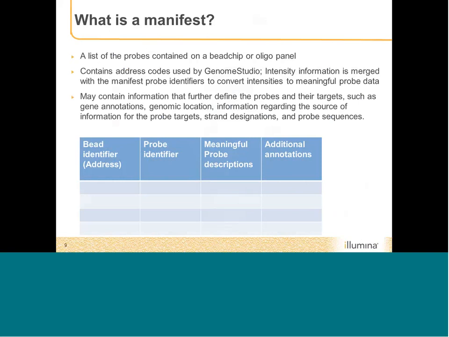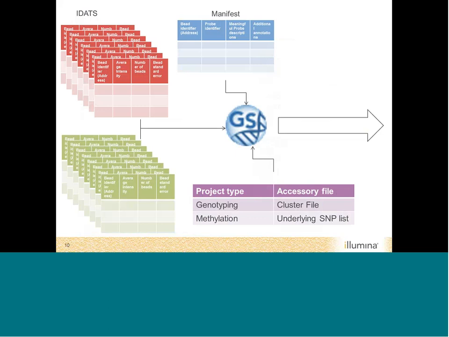So the manifest also may contain information that further defines the probes, things like gene annotations, genomic location of the probe or the probe target, information regarding the source of the information for the probe targets, strand designations, and probe sequences. So that's what's in the manifest.